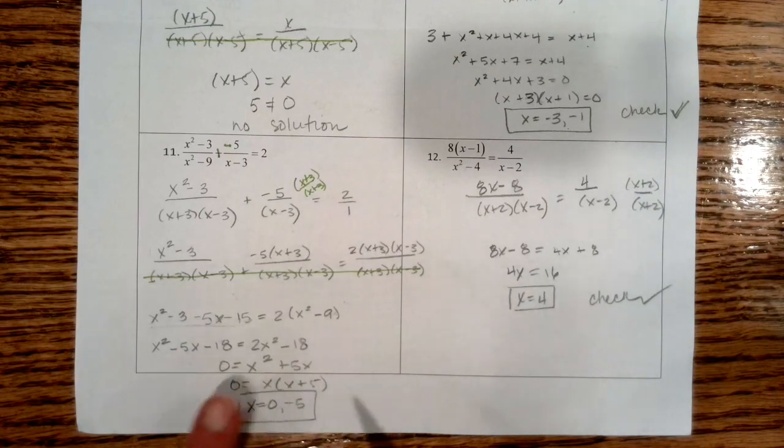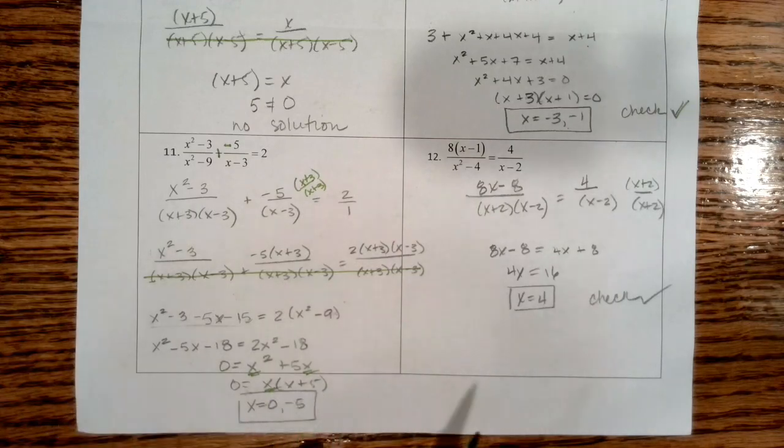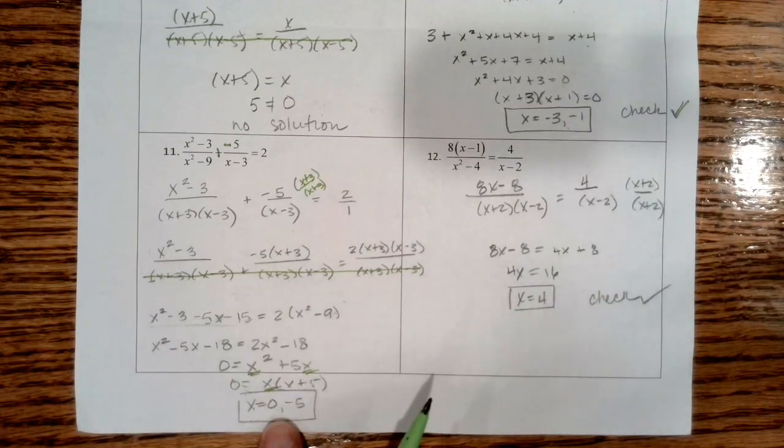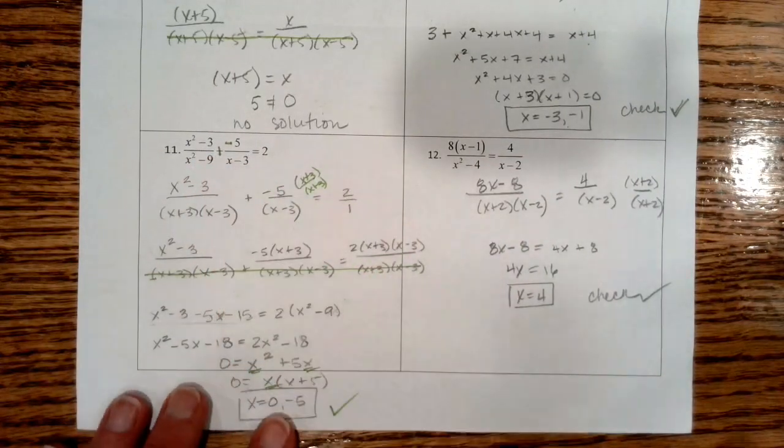Don't forget how to solve this one. Just the x comes out. Here he is. So 0 is a value. But both of these check. Neither one makes those denominators 0.